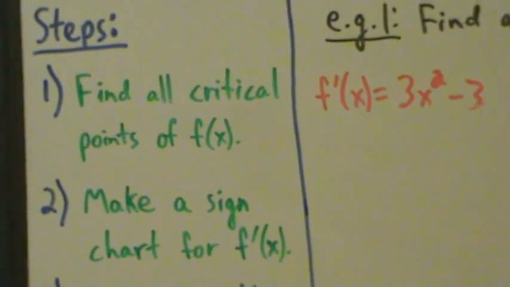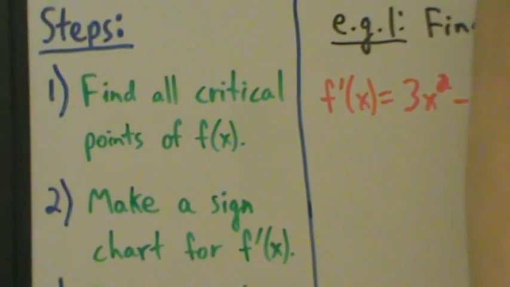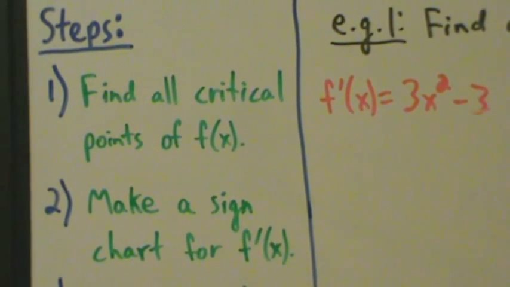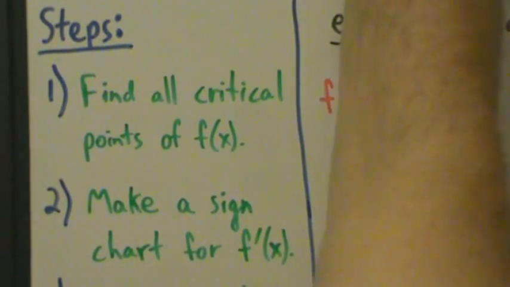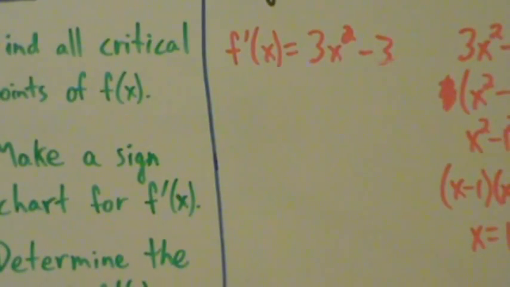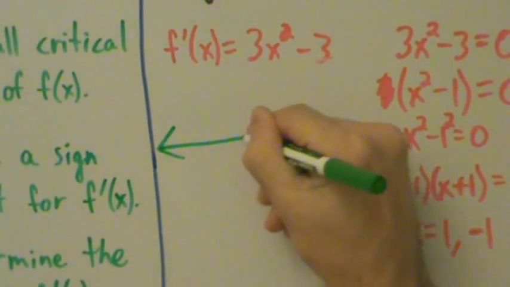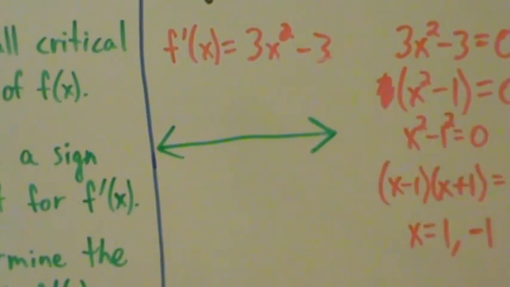All right, so that was step 1, find all the critical points. Now we found them all. Now step 2 is make a sign chart for f prime of x. So again, if you don't remember what the sign chart is, or if you didn't see the video, we'll talk about it here. For a sign chart, first we just draw a number line, a horizontal line with arrows on both ends.